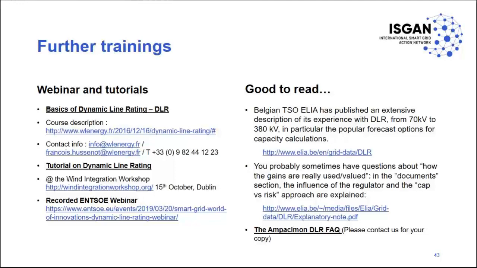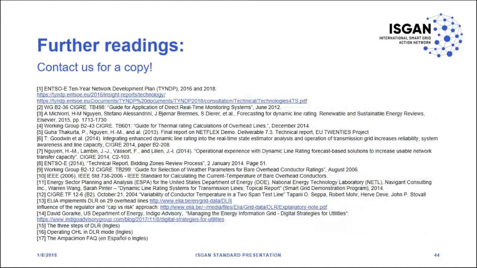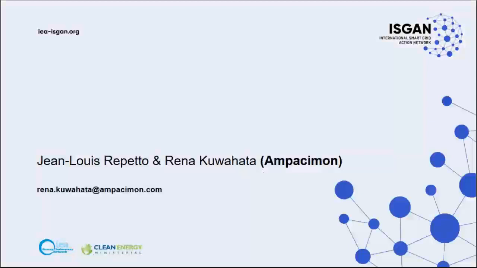So the first link, to the right and below, shows their way to value the forecast that they use and the measurements that they use. And finally, the Ampacimon DLR FAQ can be a good read also. It will answer all the points that we forgot today. And finally, all the references, the scientific papers, the standards, the CIGRE papers that were published over the years are listed here.